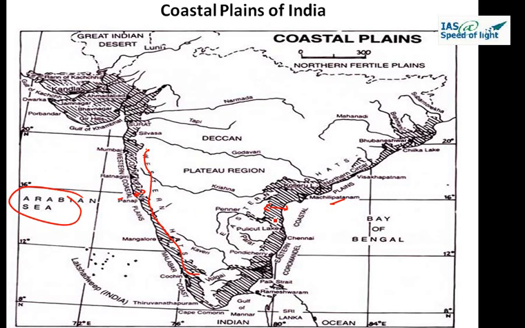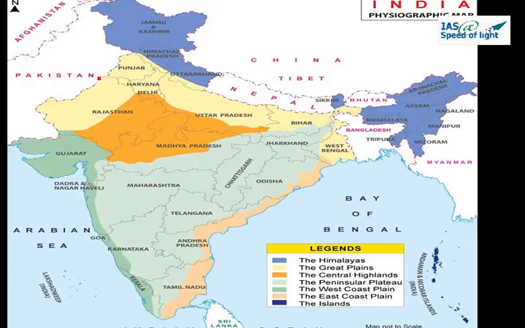We divide the whole western coast into three parts: the Malabar coast, the Konkan coast, and the Gujarat coast. So this is the Malabar coast, this is the Konkan coast, and this is the Gujarat coast. So let us start with the western coast, the first of the two types of coast: western coast and eastern coast.